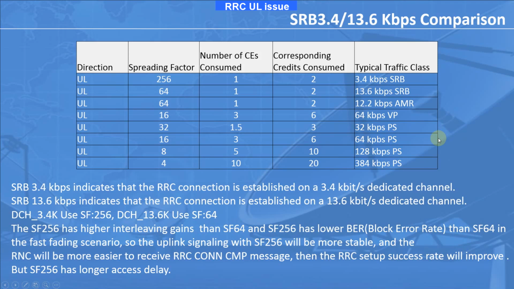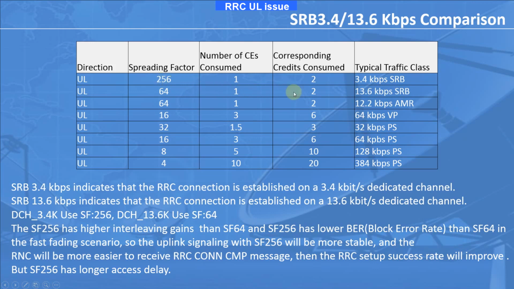SRB 3.4 and SRB 13.6 kilobit per second comparison. SRB 3.4 kilobit per second indicates that the RRC connection is established on the 3.4 kilobit per second dedicated channel. SRB 13.6 kilobit per second indicates that the RRC connection is established on the 13.6 kilobit per second dedicated channel. DCH 3.4 uses a spreading factor of 256.